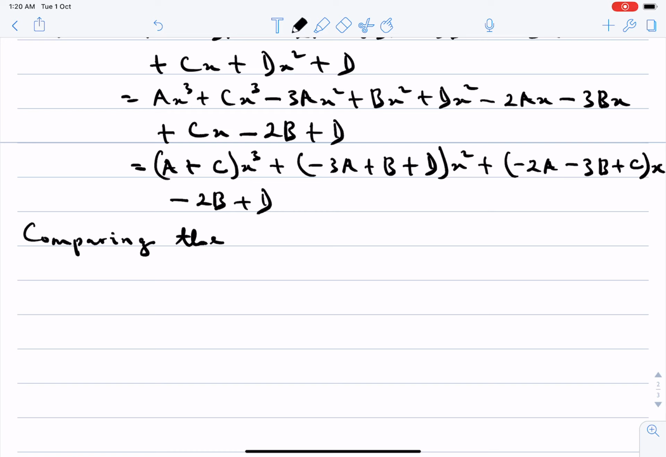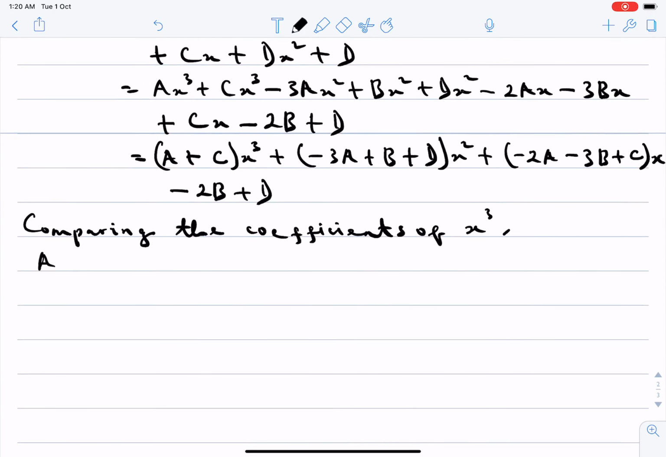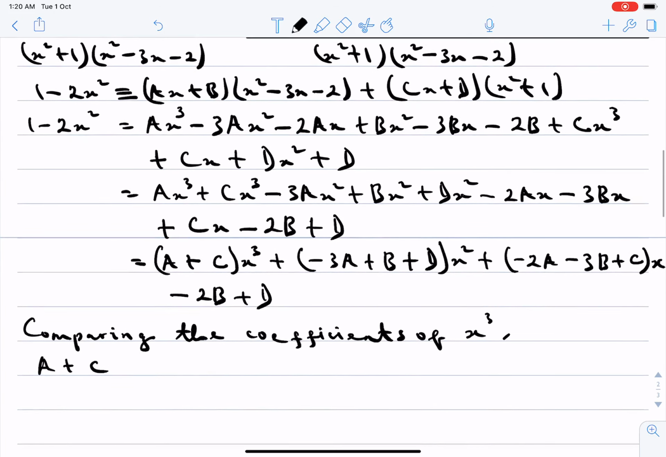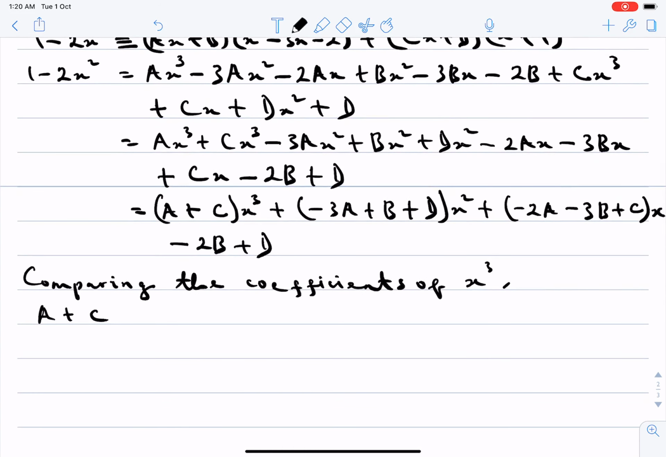Comparing the coefficients of x cubed. The coefficient of x cubed on the right hand side is a plus c, but on the left hand side there is no x cubed term, so that means its coefficient is 0. So a plus c is equivalent to 0. That's our first equation.